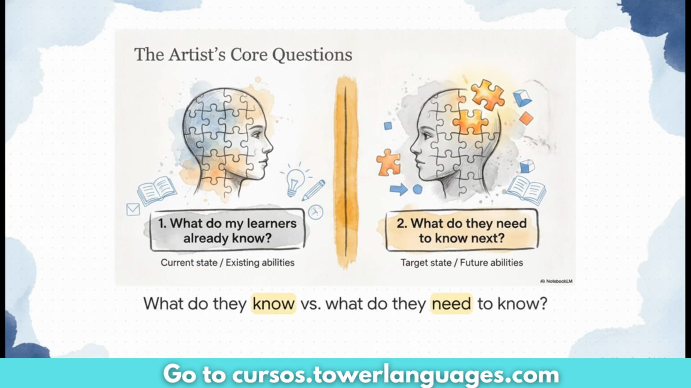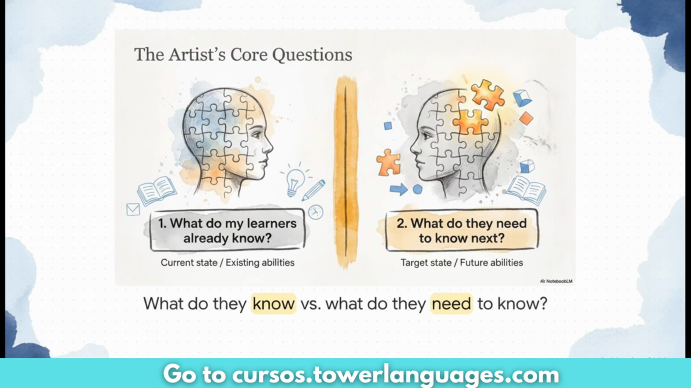So, how do we actually figure out that target state? Well, much like an artist deciding what to paint, it boils down to asking yourself two core questions. First, you have to look at the current state. What do your learners already know? What can they already do? I mean, there's absolutely no point in teaching something they've already mastered, right? Second, you look at the target state. What do they actually need to know or do next?